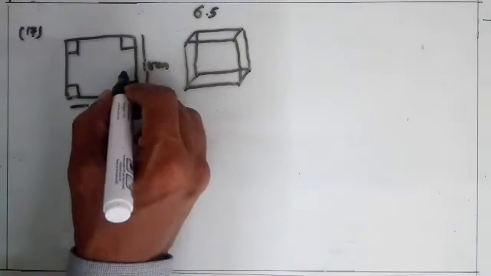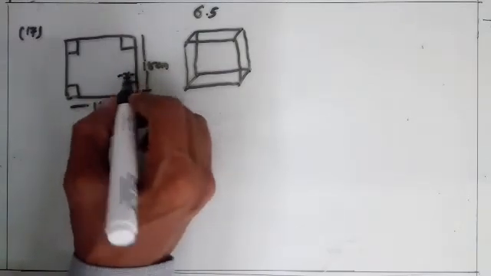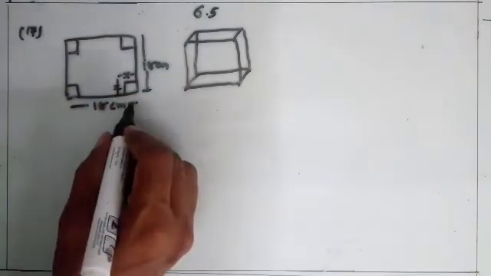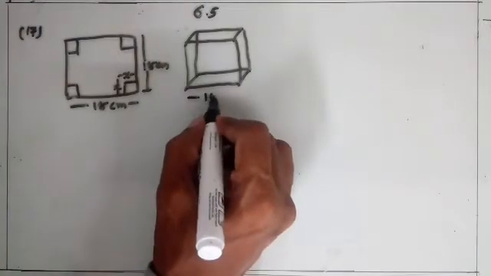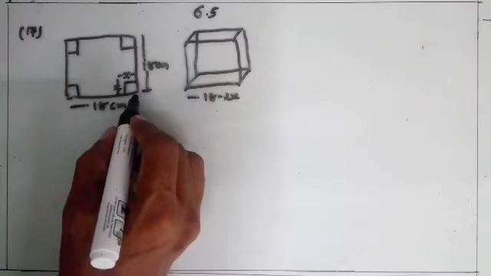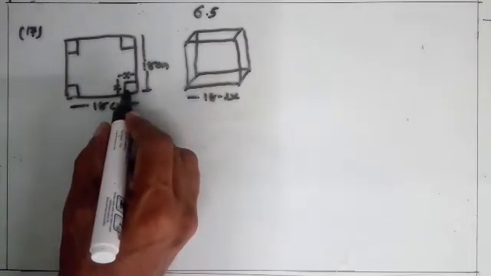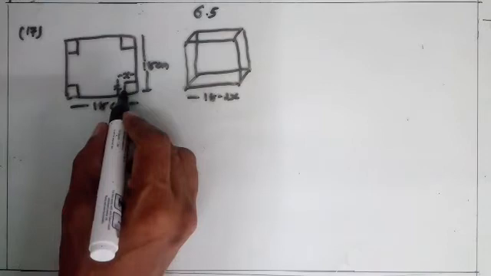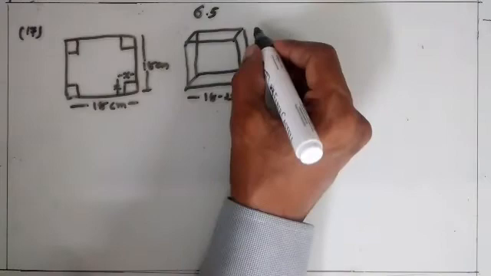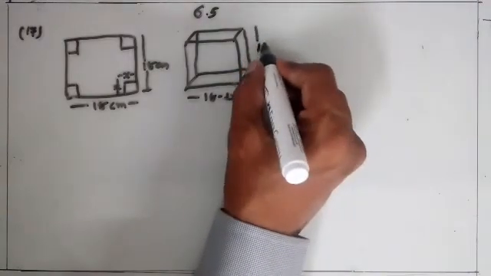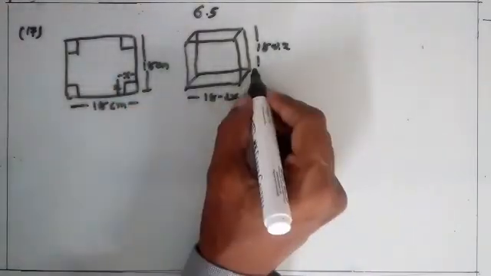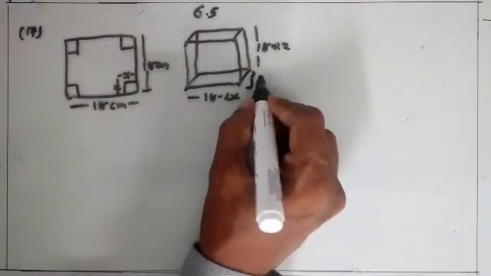If we cut a square of length x cm, then the length of the box becomes 18 minus 2x. Clear? 18 is the total length of the tin, and the length of the box becomes 18 minus 2x, because we remove x cm from both corners. The breadth also becomes 18 minus 2x, and the height becomes x cm.